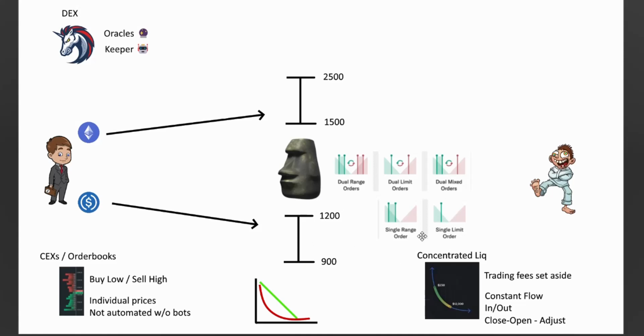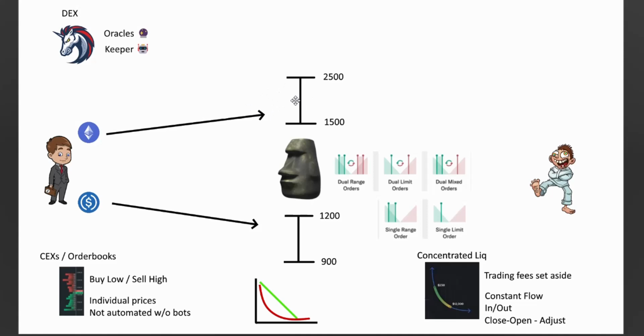So they have these 5 kind of examples here. So he could set dual ranges. So something like I have here, like, I want to sell my Ethereum anywhere between 1,500 and 2,500. And I want to buy Ethereum anywhere between 900 and 1,200. So that's kind of this system here, right?